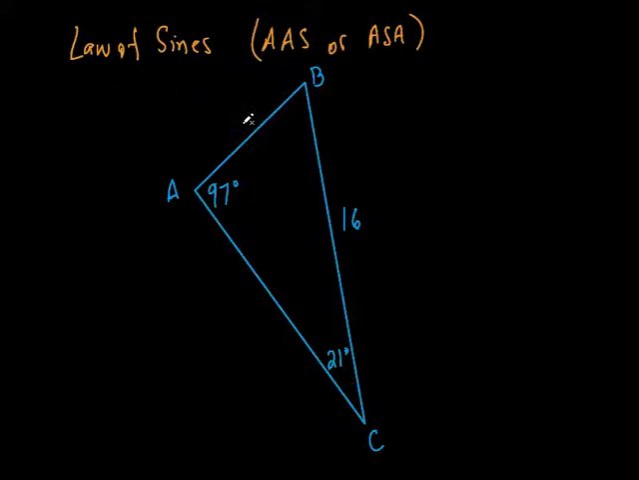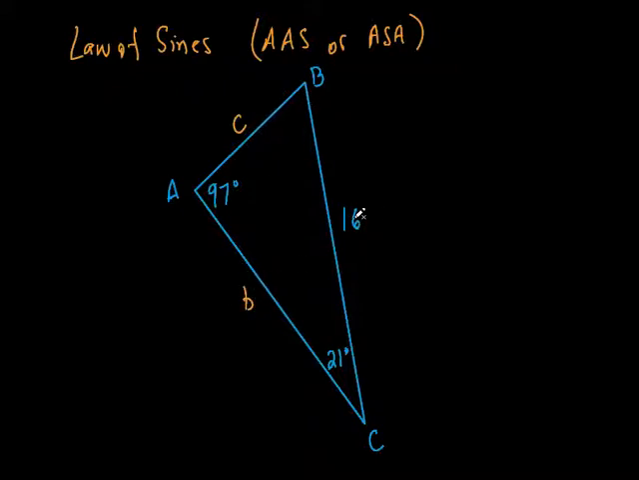Because it's opposite angle C. Good. So we'll call that side C. All right. What about this segment right here, AC? What should I call that? Instead of calling it AC, what's an easier way to call it? B. And again, why? Because it's opposite angle B. You right with me on that?